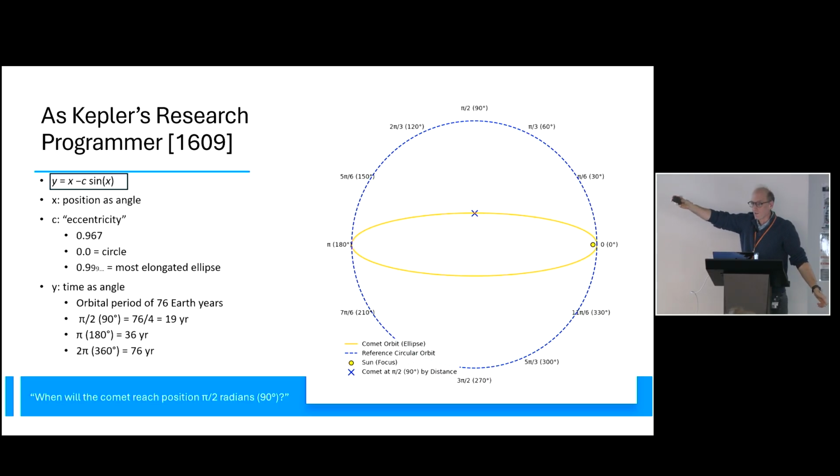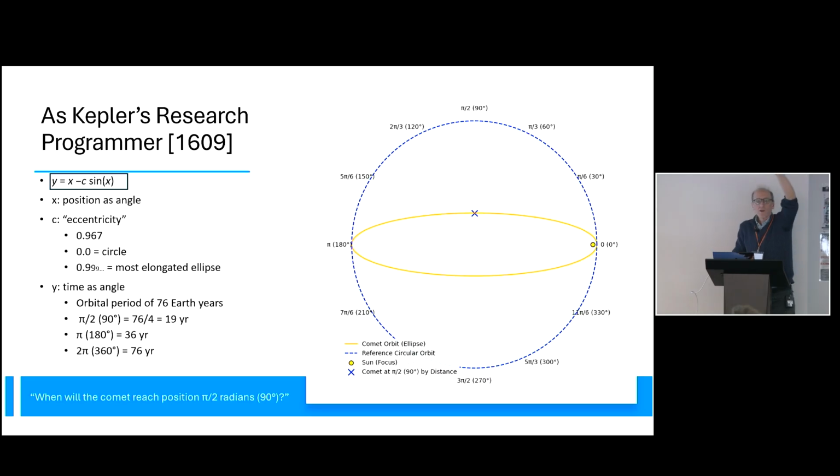As far away as it'll get from the sun is angle 180. Halfway there is angle 90. 270. Usually we'll express these angles in terms of radians instead of degrees, but it's the same thing. The constant c tells us how round the orbit is.